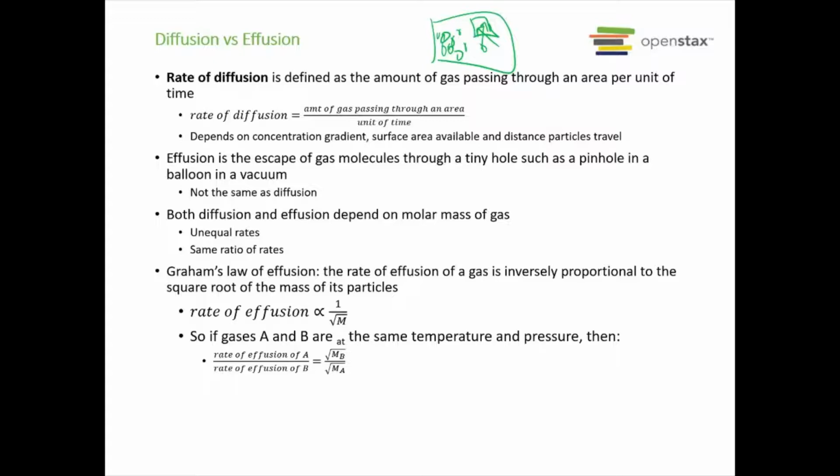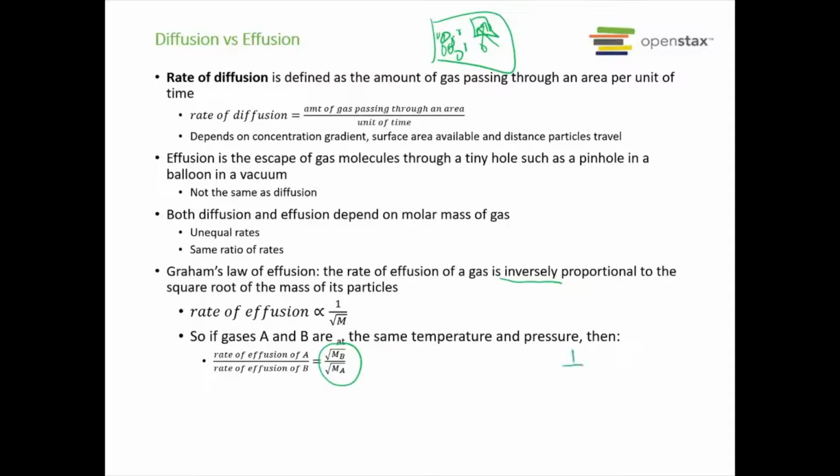And then we have Graham's law of effusion. This states that the rate of effusion of a gas is inversely proportional to the square root of the mass of its particles. Inverse means that the rate is proportional to 1 over the square root of M, M being molar mass. So if I have two gases at the same temperature and pressure, the ratio of their rates is equal to the square root of the molar mass of B divided by the square root of the molar mass of A. Notice it's B over A on the square root side, but A over B on the rate side.